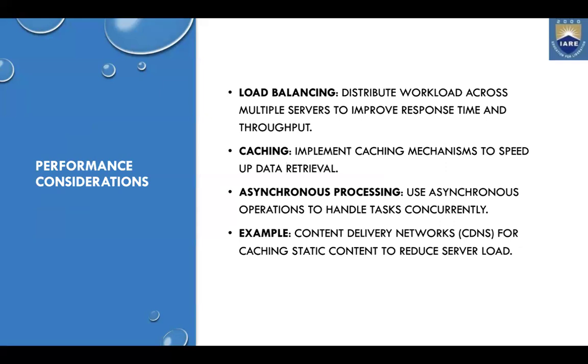Performance considerations. Load balancing: distribute workload across multiple servers to improve response time and throughput. Caching: implement caching mechanisms to speed up data retrieval. Asynchronous processing: use asynchronous operations to handle tasks concurrently. Example, content delivery networks, CDNs, for caching static content to reduce server load. This is the best example where performance consideration is done.